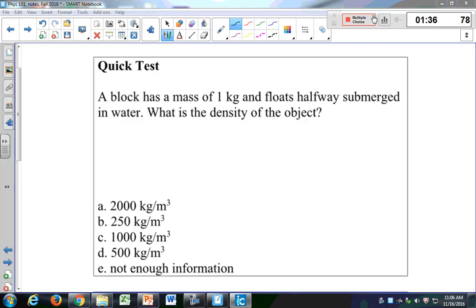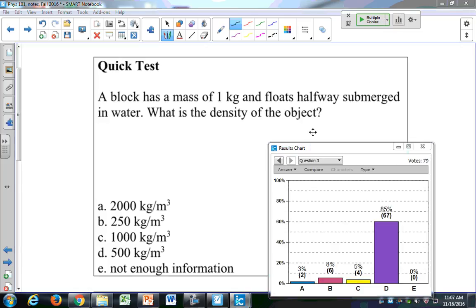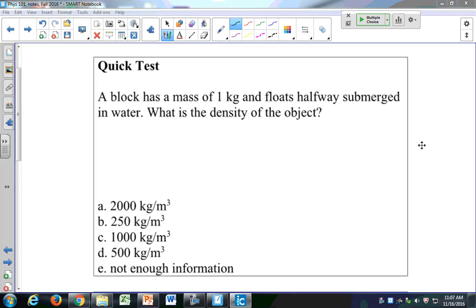All right, we'll stop at 145, 145. Okay, good. D is right. Like I said, you can probably reason out that the density of this object, which is floating just halfway submerged, is going to be half as dense as the fluid. But we can think about it here.